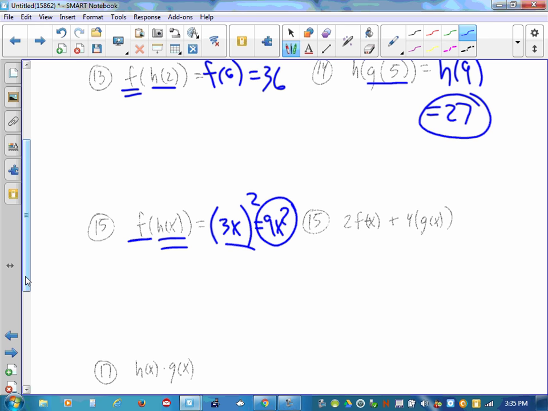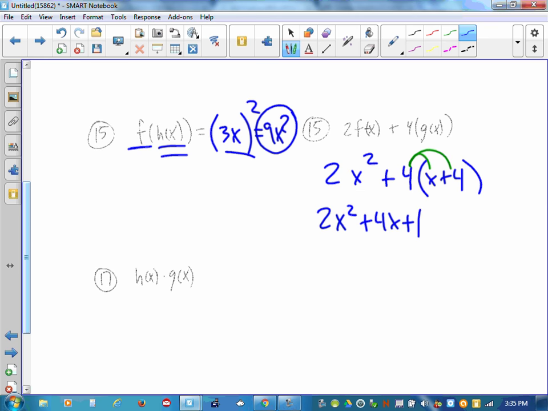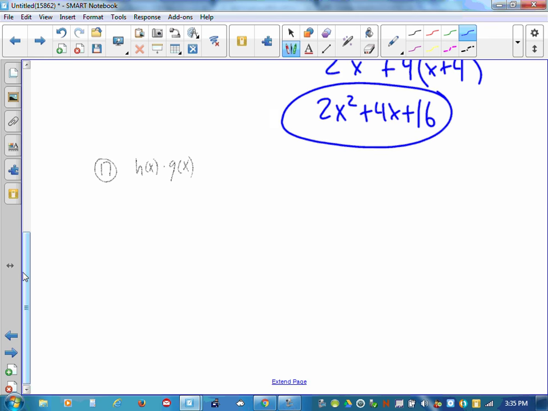Then 15 and 17, you just do what it says. It's 2 times the f function. So it's 2, and then we write down the f function, which is x squared, plus 4 times the g function. The g function is x plus 4. Since the g function has 2 parts to it, we have to distribute because you have to multiply each part by 4. So the final answer is 2x squared plus 4x plus 16. You're not solving these, you're just doing what it says to do.